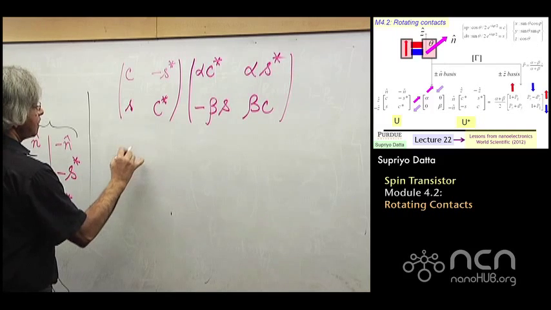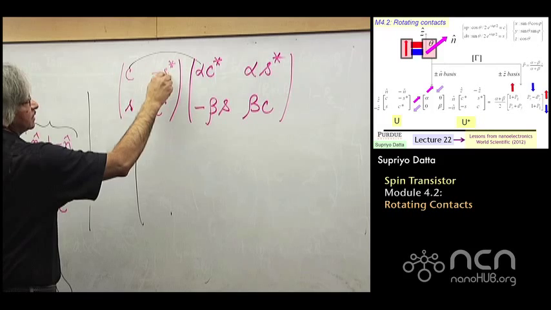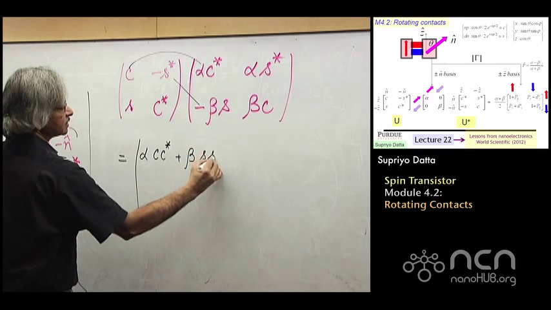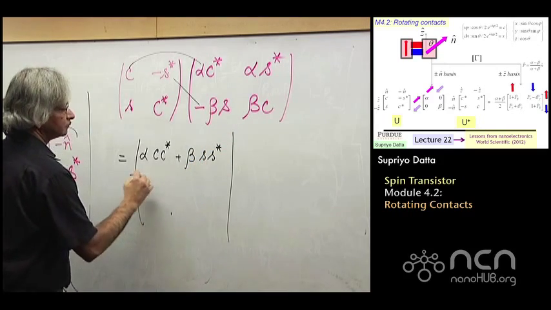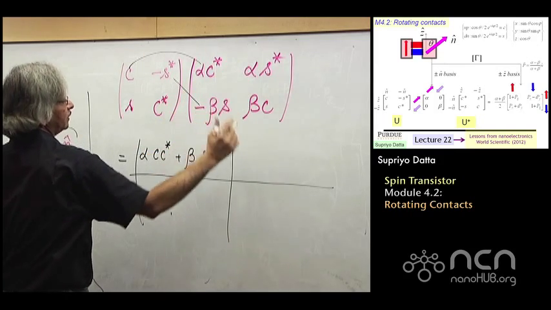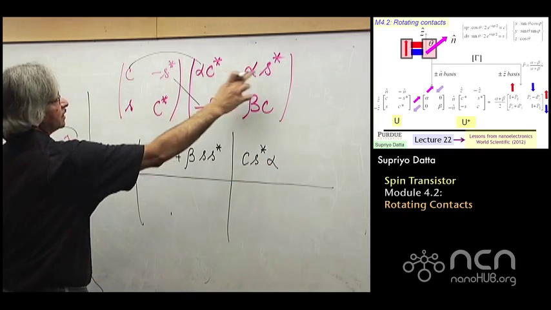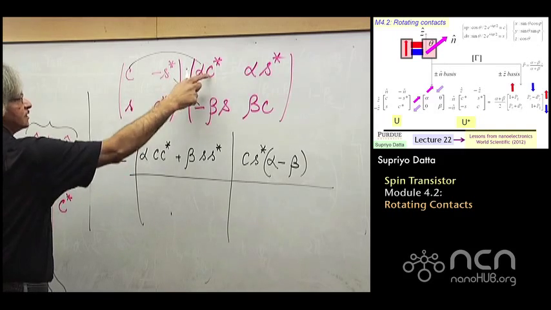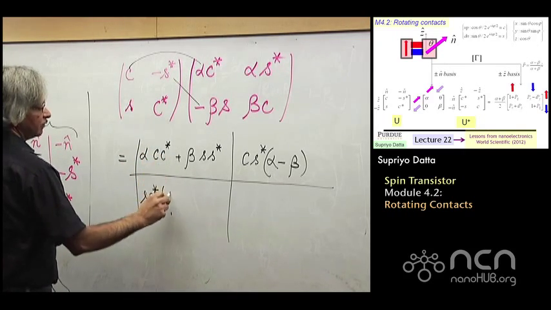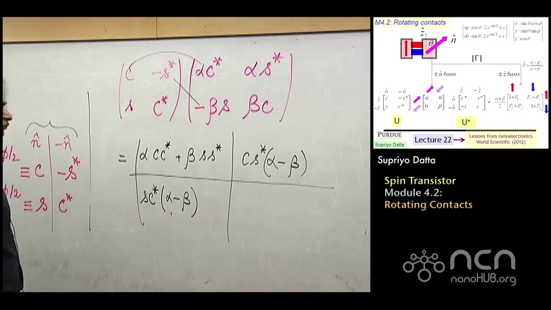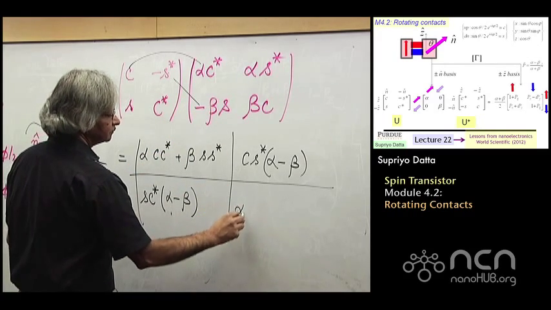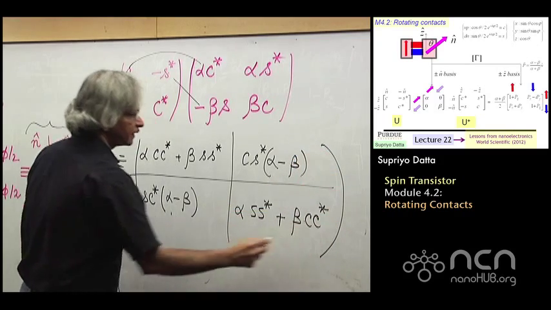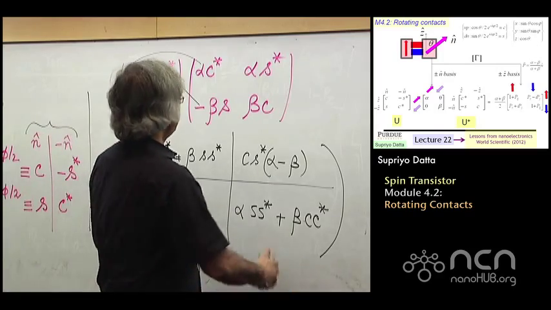So let's try to multiply this out. Now the first term will be this times this plus that times that, which comes to alpha times CC star plus beta times SS star. Now this one is CS star times alpha, and then minus CS star times beta. So that's a beta. Then SC star times alpha minus beta. And here you have alpha SS star plus beta CC star. Okay. So I'm done here.